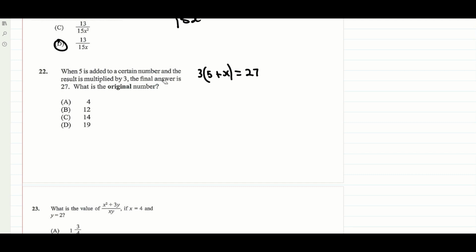Right, you want to find the original number, making x the subject. You carry across: multiply by 3 becomes divide by 3. So that's 5 plus x is equal to 27 divided by 3, so 5 plus x is equal to 9. We can see 5 plus 4 is 9, but let's just show x is equal to 9 minus 5, where x is equal to 4. So my answer here is A, 4.